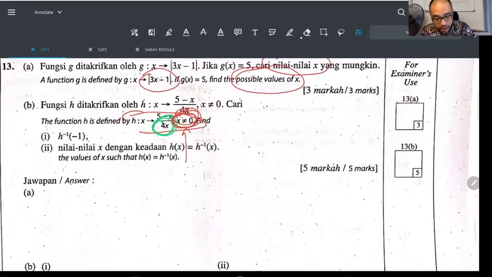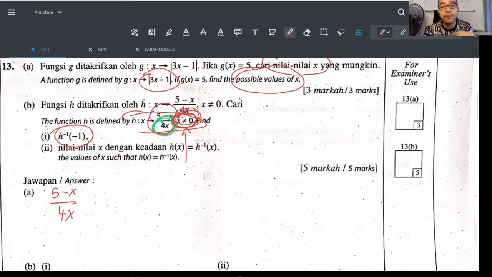So the function yada-yada, find the inverse function. Inverse function is very easy. So you take the original function, 5 minus x over 4x. If you are taught by another teacher and your other teacher teaches you another way, please follow that teacher. You can follow this method if you want. If you don't want, please follow your other teacher's method.